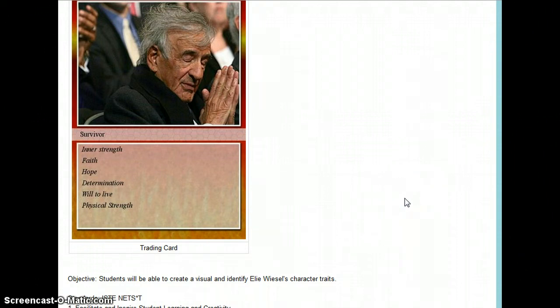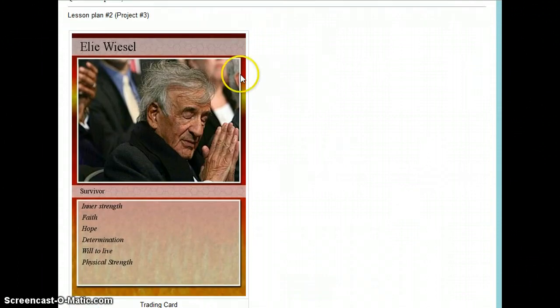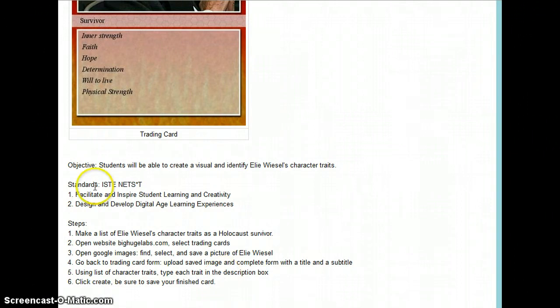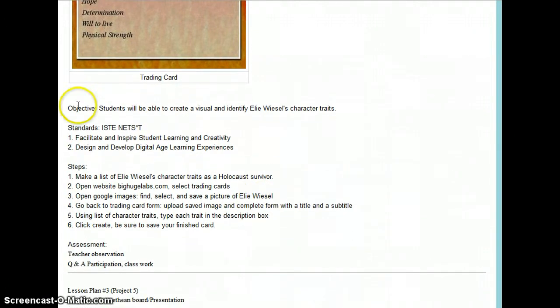Students were to create a trading card identifying a picture of the person that they're focusing on, and I asked them to identify specific character traits about their person. There's a step-by-step lesson plan indicating the ISTE standards and my objective. Students will be able to create a visual and identify Elie Wiesel's character traits.